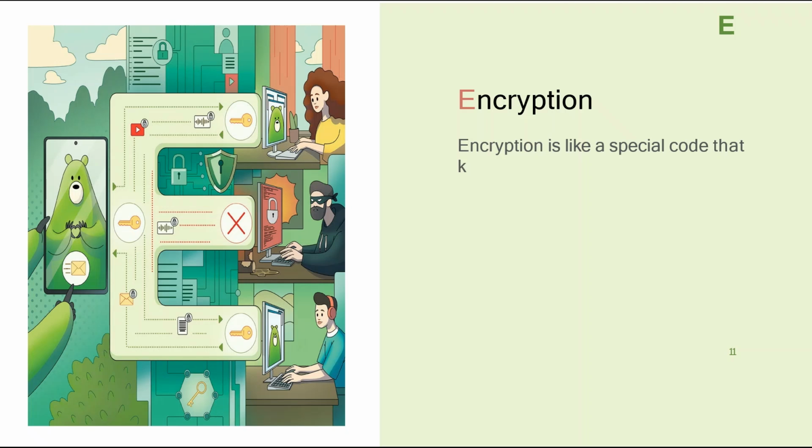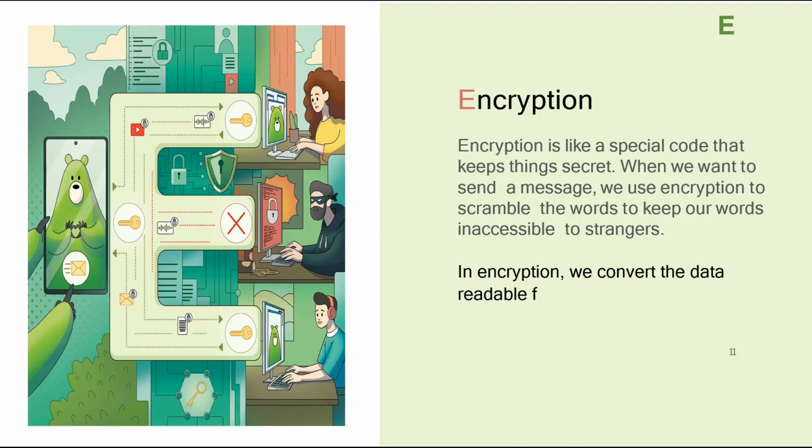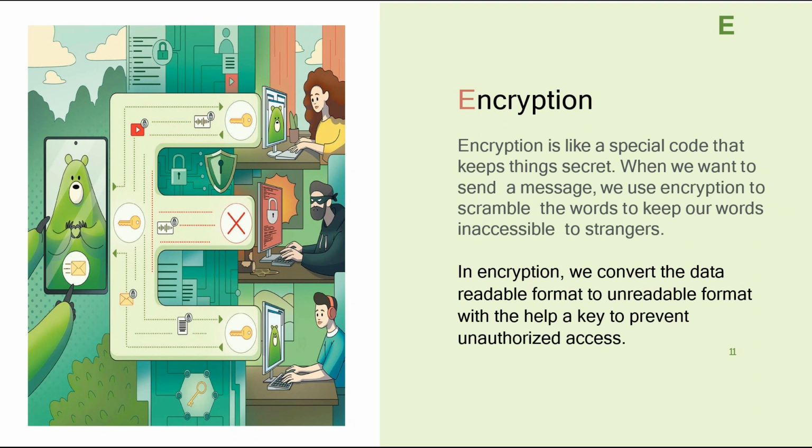Encryption. What is encryption? It's a cryptography technique. What we do in this is transform readable data into an unreadable format. So if someone tries to read the data, they can't read it, they cannot understand it. So encryption is like a special code that keeps secret things secret. When we want to send a message, we use encryption.